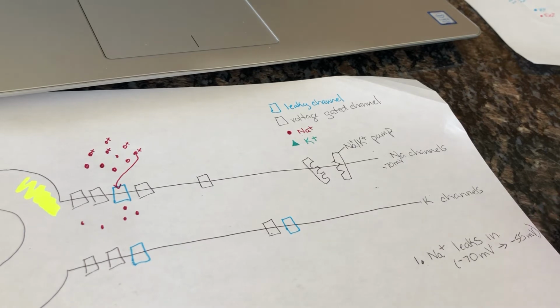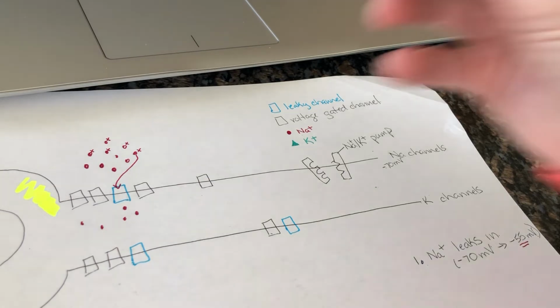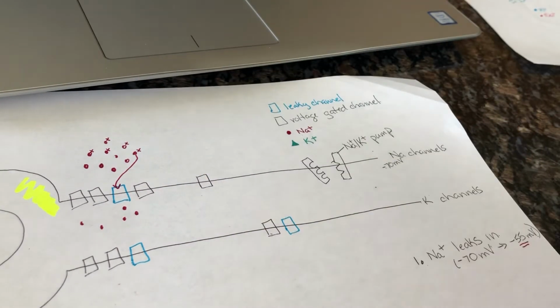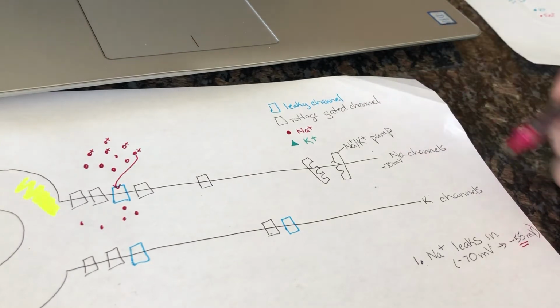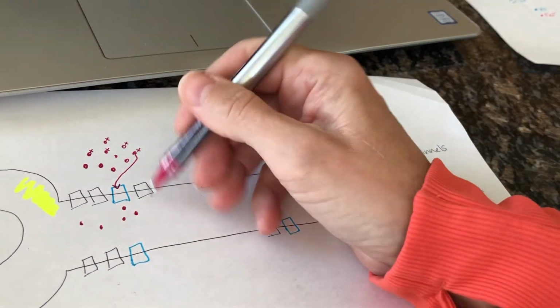Now that's the first step. What happens once we reach this magic number is that these guys are going to start to open up. What are they? They are sodium channels that are voltage gated. Once we reach a certain voltage that's necessary, then these guys are going to open up.